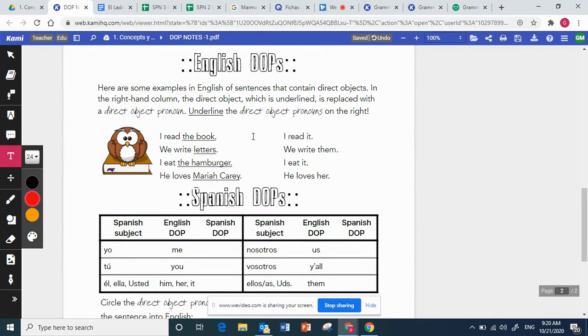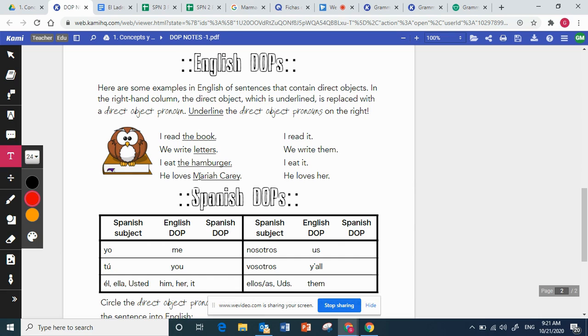Here's some examples in English. So we have, I read the book. If we don't want to say book, we say it. I read it. And what does it refer back to? What is the antecedent? Or what word does it refer back to? The book. We write the letters. We write them. What does them refer back to? The letters. I eat the hamburger. I eat it. What does it refer back to?